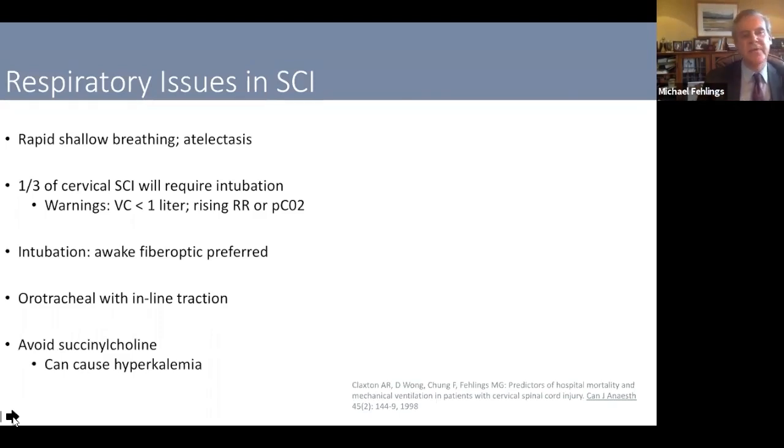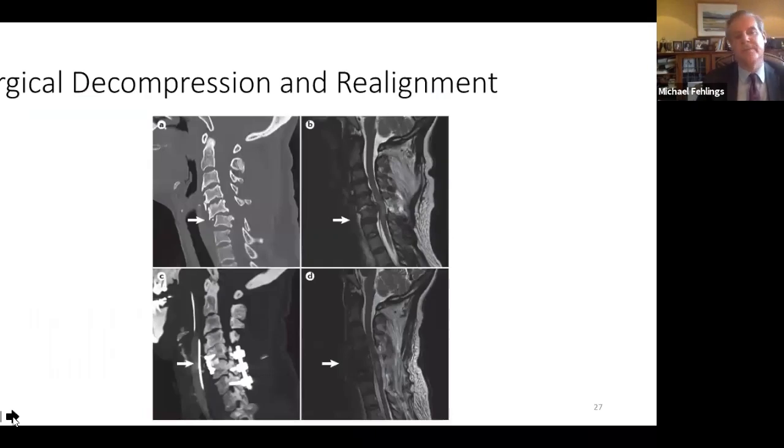So the clinical signs of the key respiratory issues are defined by rapid shallow breathing, atelectasis, and importantly, about 1/3 of patients with cervical spinal cord injury will require intubation, and this is preferably done via an awake fiber optic technique, although if those skills are unavailable, an orotracheal intubation with inline traction is an acceptable alternative.